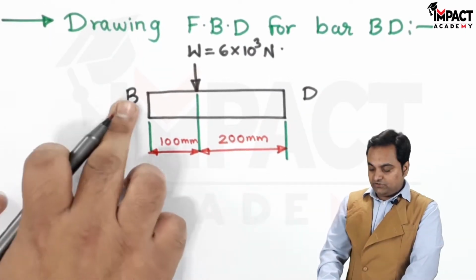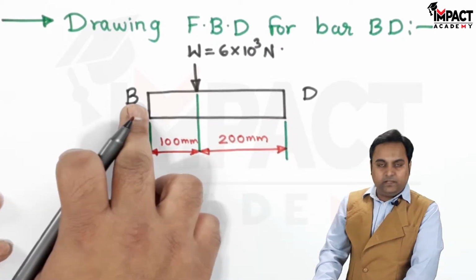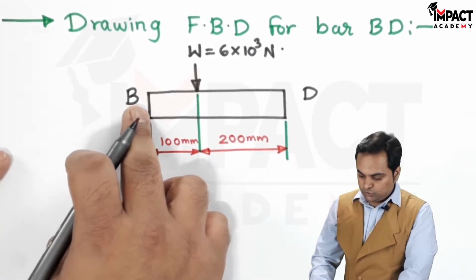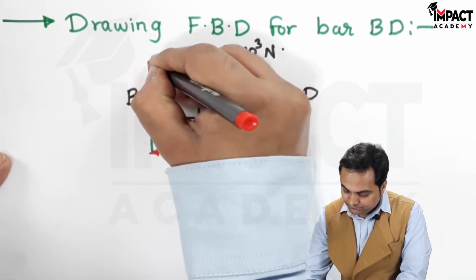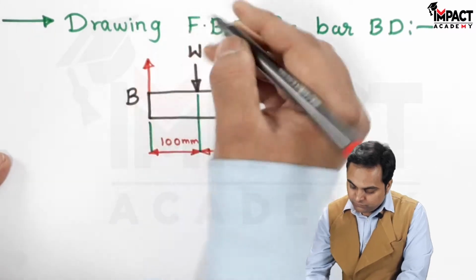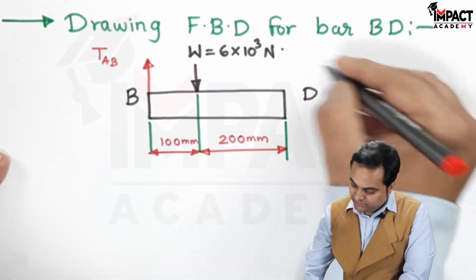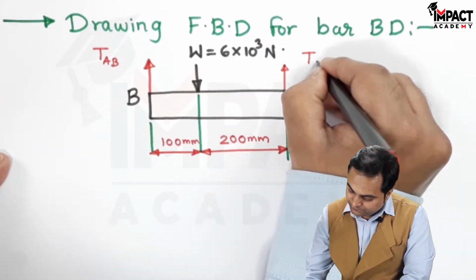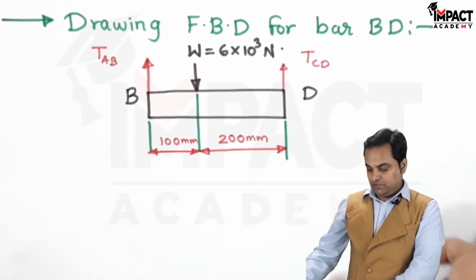And now the string or the wire is attached at B and D. At B, the string which is attached, that is the wire AB, is offering tension in the opposite direction to the load. So this would be tension in wire AB. Similarly, for CD, they are opposing the load, so acting in the upward direction.